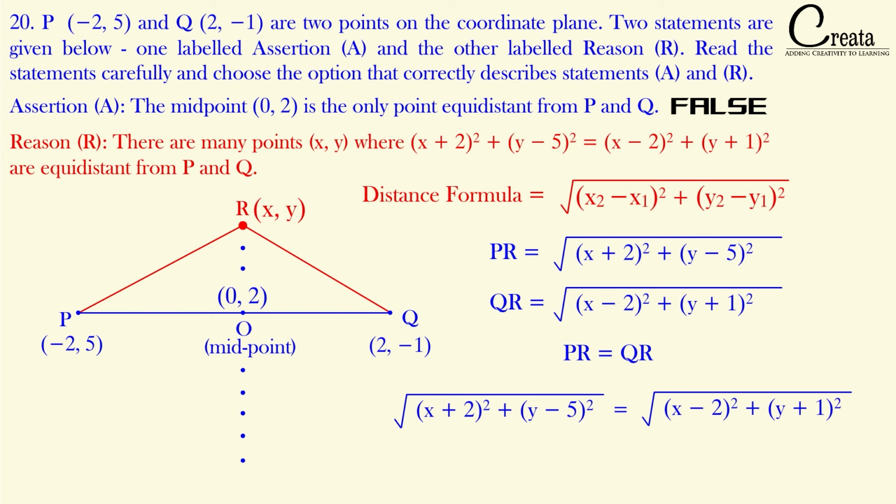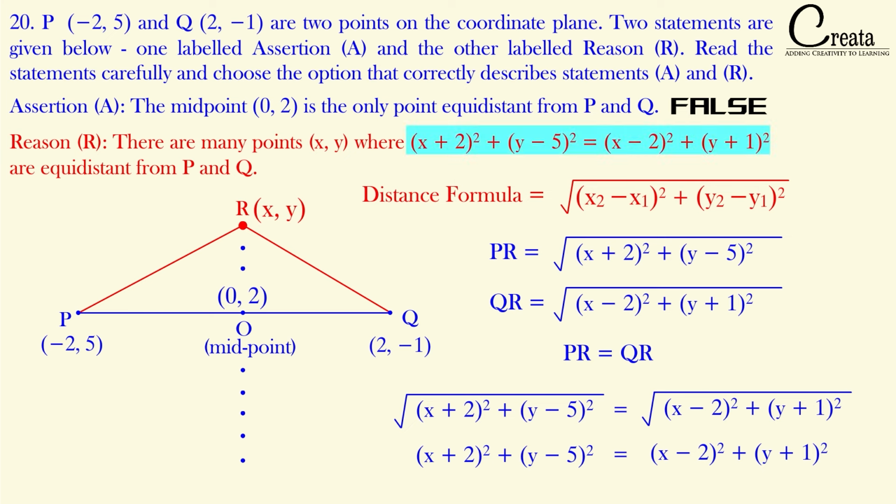Root and root will cancel out. These two terms will be equal to each other. The same equation is given in the question. Got it? That is given in the reason. So only the reason is correct, the assertion is wrong. So option D will be applicable: A is false and R is true. Got it? That is the answer to this question.